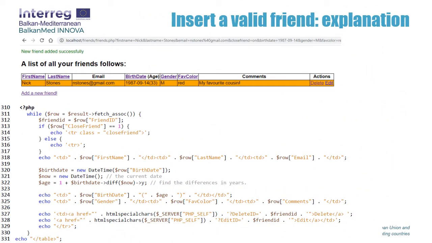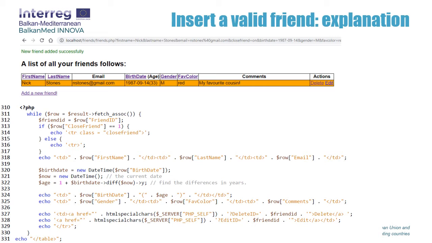In line 311, the function fetch_assoc fetches a result row as an associative array. The while loop loops through all the result array, which at the moment has only one row. In line 312, we copy the friend ID to a global variable, in order to use it in the links at the last cell of the row. In lines 313 to 317, if the friend is a close friend then we put an orange background to the row. In line 318, we output the first name, last name and email of the friend in different table cells.